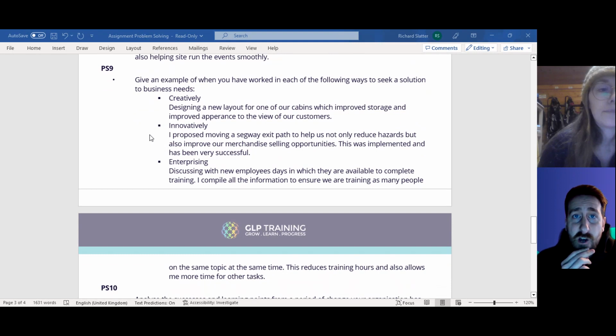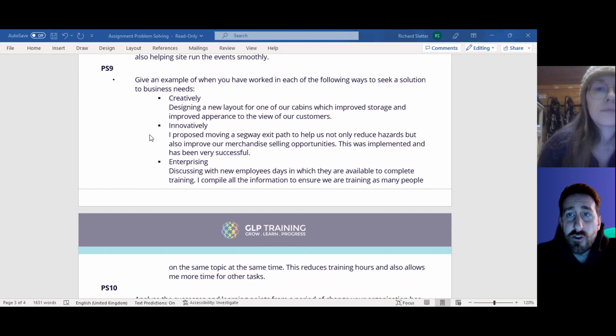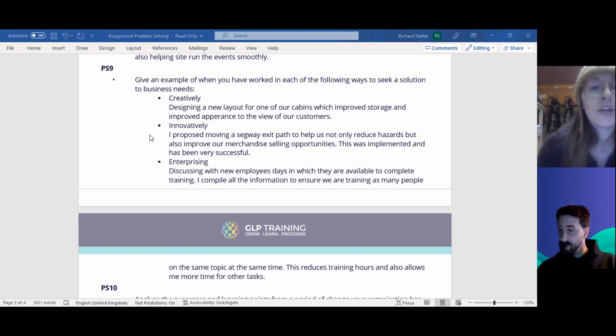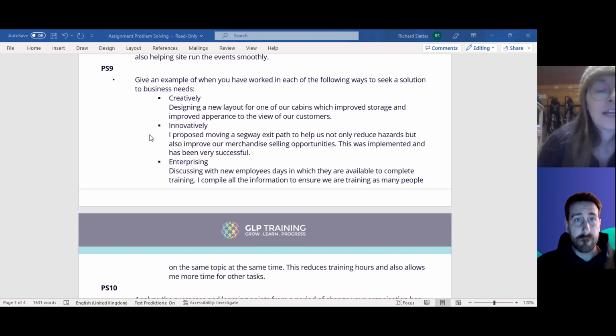PS9, please give an example of when you have worked in each of the following ways to seek a solution to business needs. So creatively, designing a new layout for one of our cabins, which improves storage and improved appearance to the view of our customers. Innovatively, I proposed moving a Segway exit path to help us not only reduce hazards, but also improve our merchandise selling opportunities. This was implemented and has been very successful.